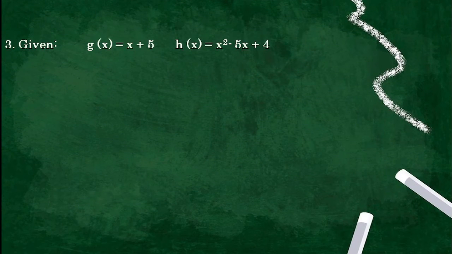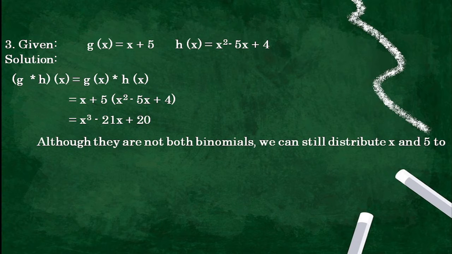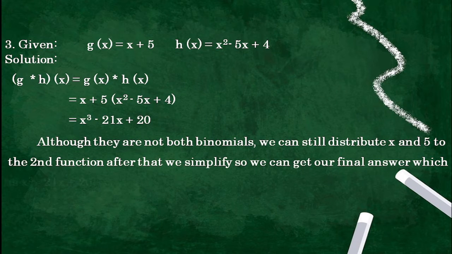Given number 3, g of x equals x plus 5 and h of x equals x squared minus 5x plus 4. Moving to example number 3, although they are not both binomials, we can still distribute x and 5 to the second function. After that, we simplify so we can get our final answer, which is x cubed minus 21x plus 20.